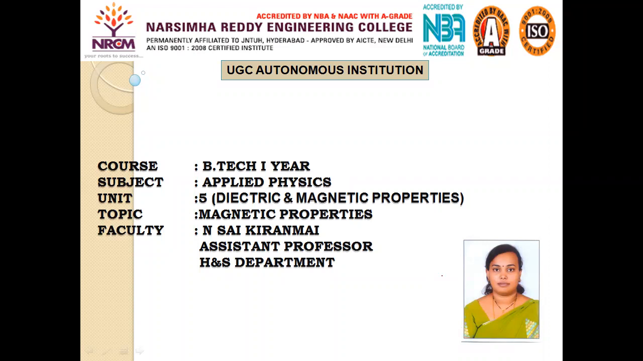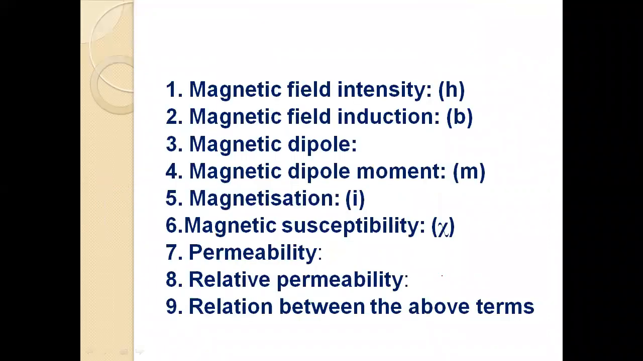Today in this session, we are going to discuss Unit 5, Dielectric and Magnetic Properties, and the topic is the basic terms of magnetic properties. So we are going to learn about magnetic field intensity, magnetic field induction, magnetic dipole moment, magnetization, magnetic susceptibility, permeability, relative permeability, and some of the relations between the above terms.